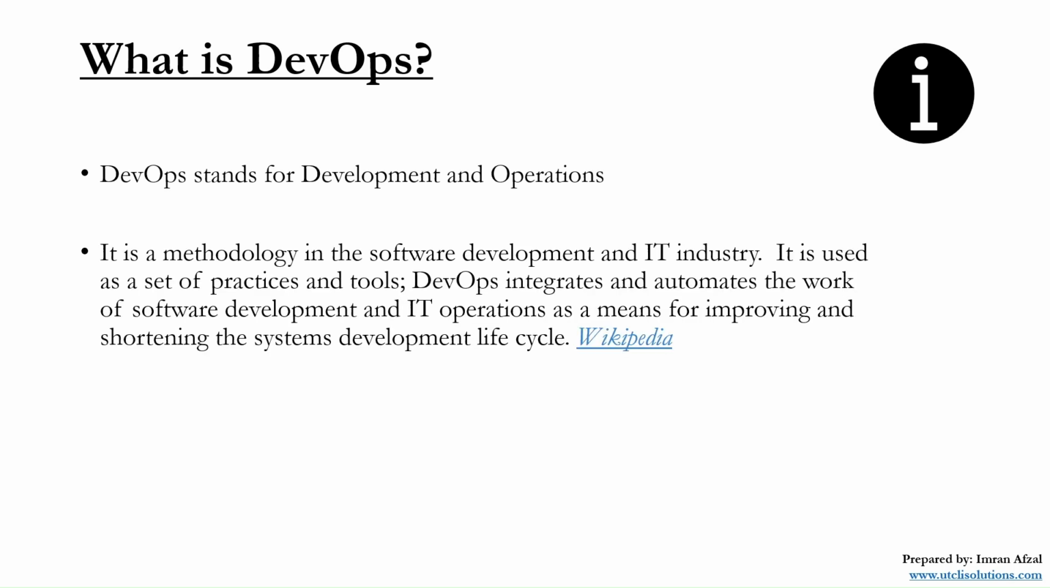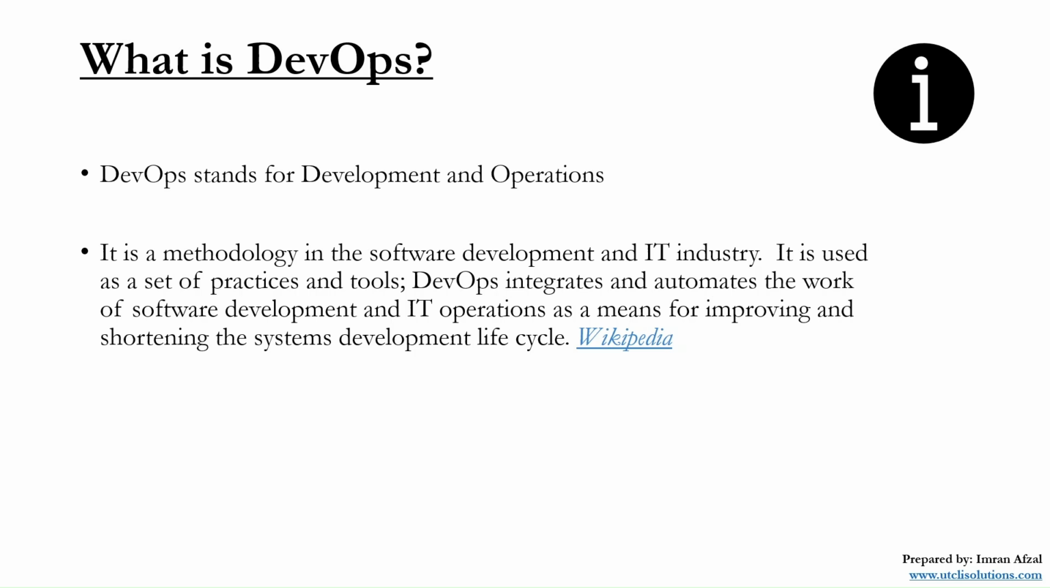All right. So Wikipedia, if you search online and type in what is DevOps, says it is a methodology in the software development and IT industry. It is used as a set of practices and tools. DevOps integrates and automates the work of software development and IT operations as a means for improving and shortening the system development lifecycle. It's very simple and straightforward.